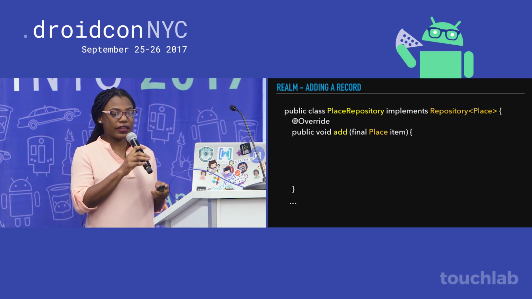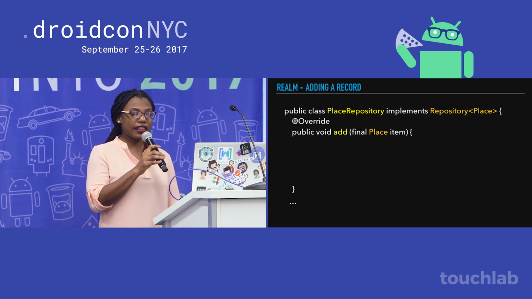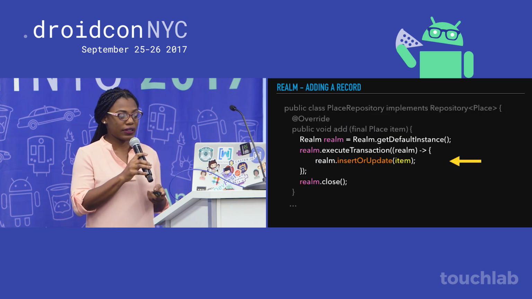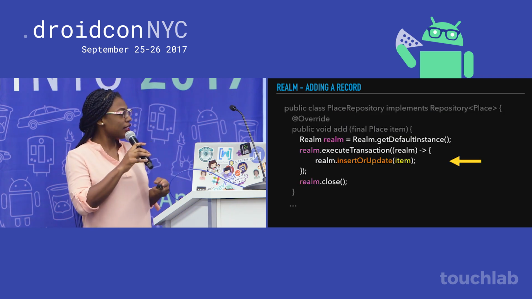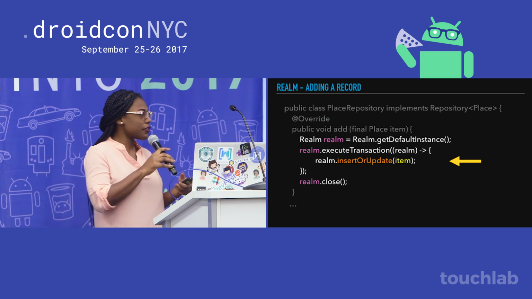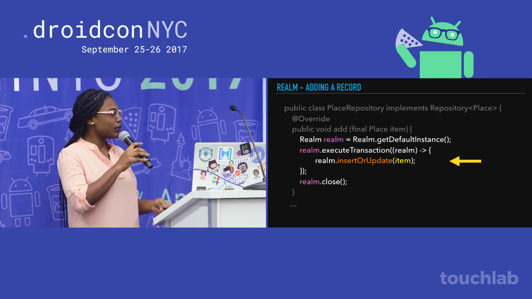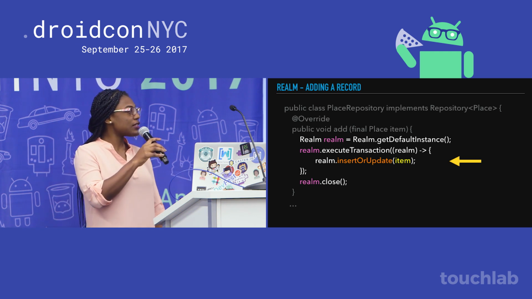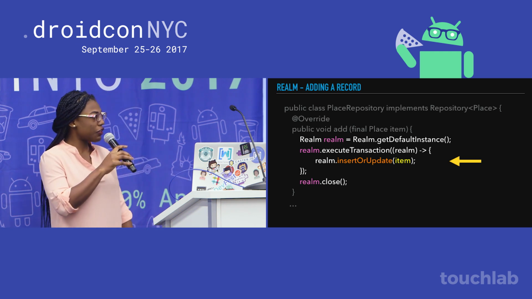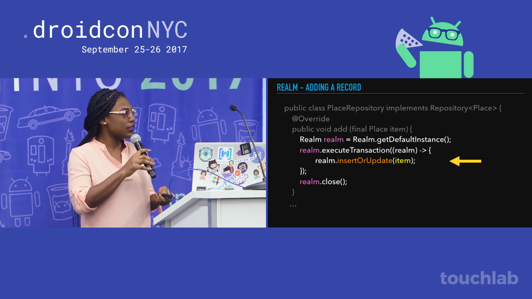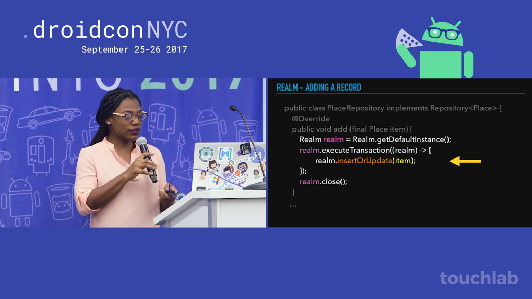Then we would have a PlaceRepository class which implements Repository. In this we override the add method, and then we pass in a place as a parameter. And then we have a small ceremony to execute transactions on the Realm instance. We execute a transaction on the Realm instance, and then we copy our objects to that Realm instance. And after this process, our place has been inserted into the database, and we close Realm.